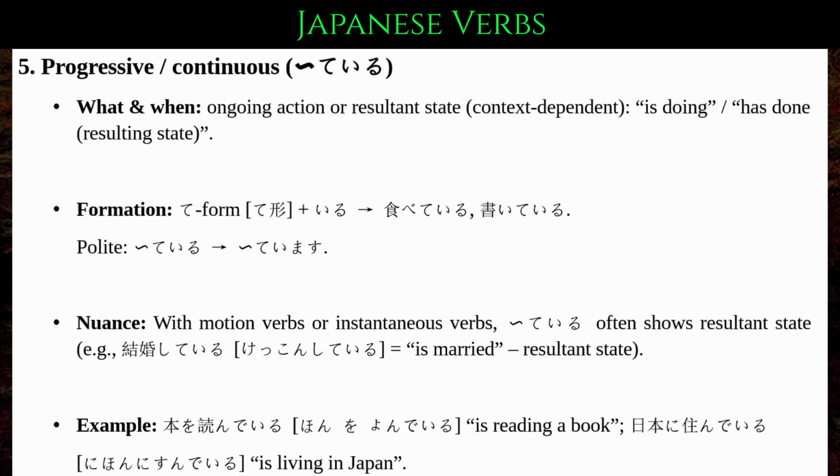Now, with motion verbs or instantaneous verbs, te-iru often shows resultant states. For example, kekkon shite-iru is married. That is a resultant state. So, hon o yonde-iru means is reading a book. But Nihon ni sunde-iru means is living in Japan as a constant state, a resultant state.